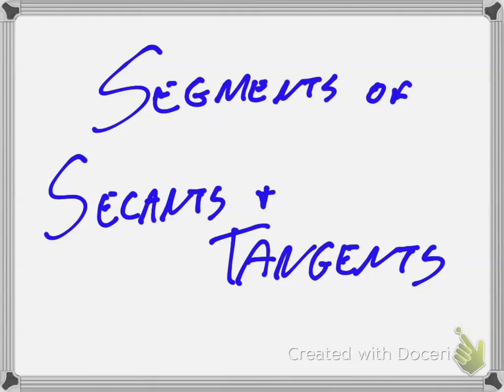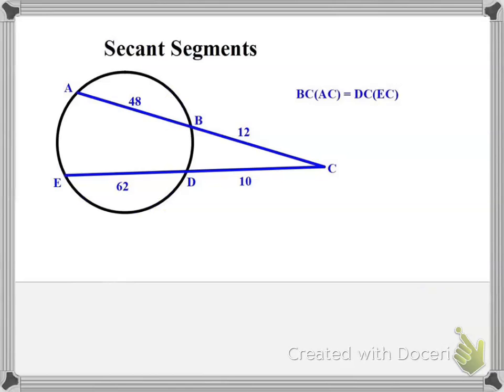Hello, class. Today we are going to talk about the segments of secants and tangents. Just to remember, a secant in a circle is a segment or a line that intersects the circle twice and keeps going. It's okay to have one endpoint on the circle, right here. Here we've got point A on the circle, but then it goes all the way through the circle to point C. So these are secants.